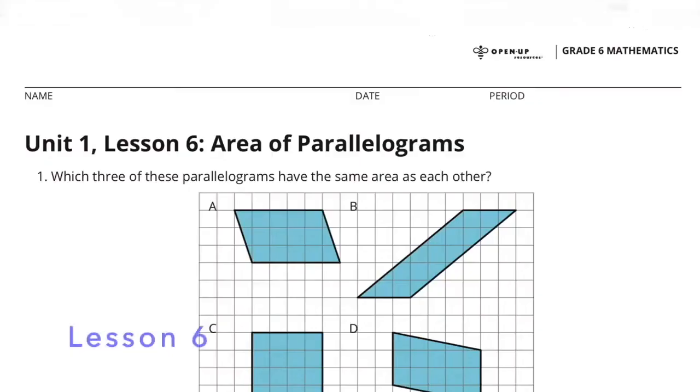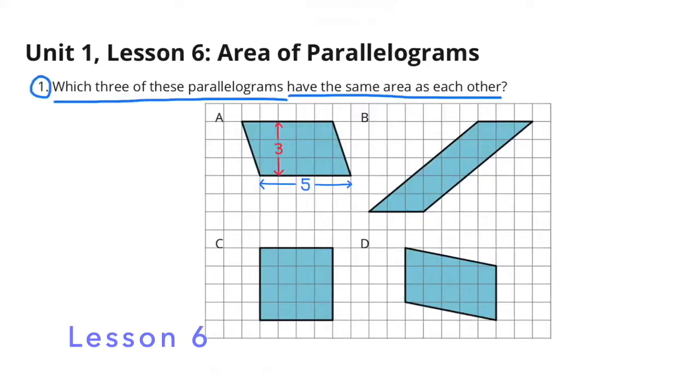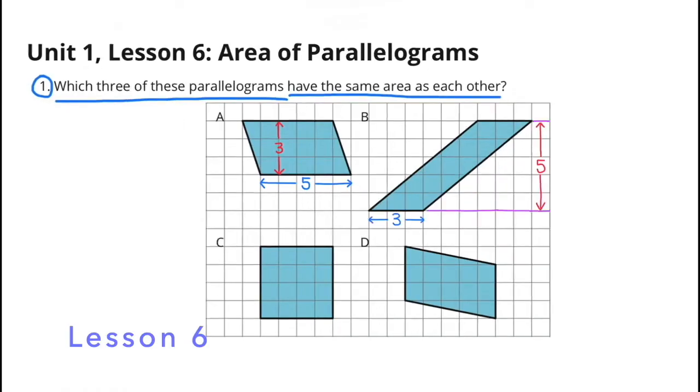Unit 1, Lesson 6, Area of Parallelograms. Number 1. Which 3 of these parallelograms have the same area as each other? The dimensions for figure A are 3 by 5. The dimensions for figure B are 3 by 5.